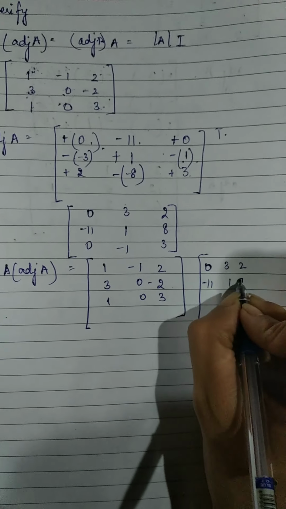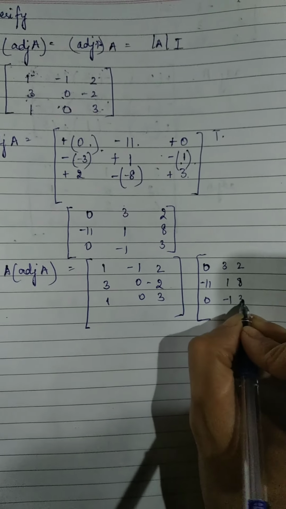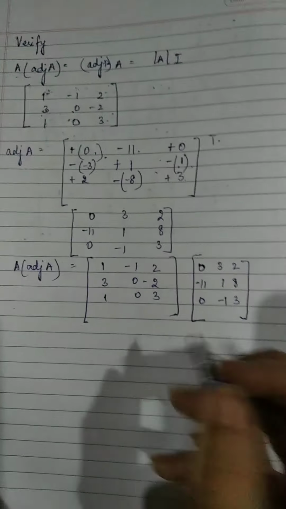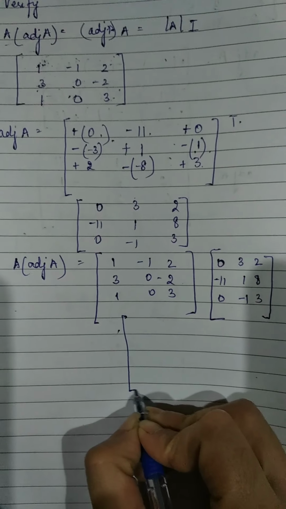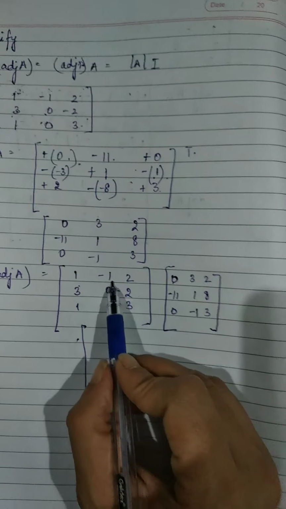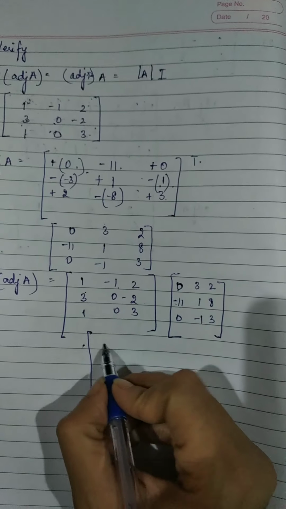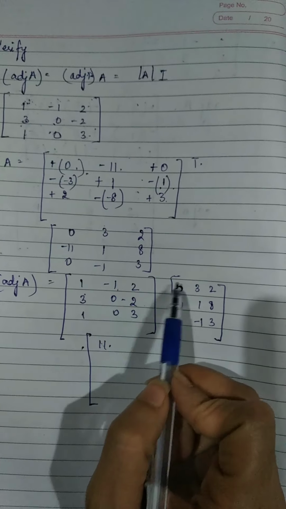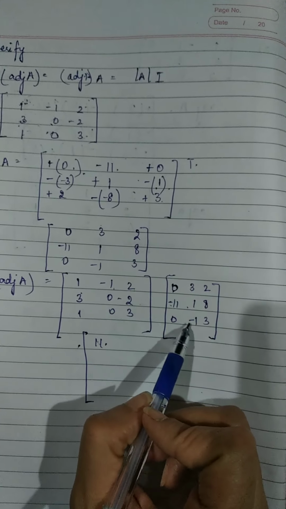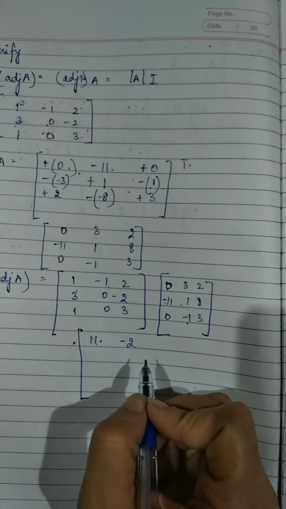Minus 11, 1, 8, 0, minus 1, 3. Right. We'll be finding out its product. Remember the tap rule? So we have 0, 11, 0. So that's 11. 3 minus 3, 0. Minus 2 is minus 2.